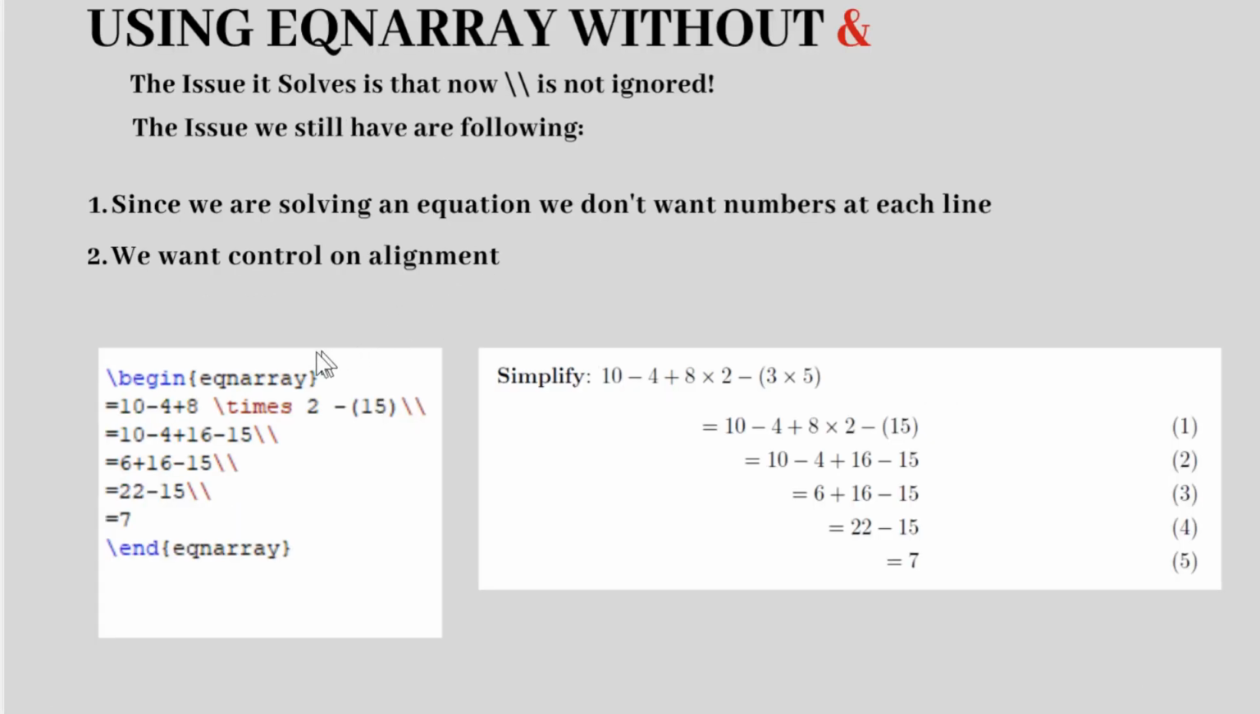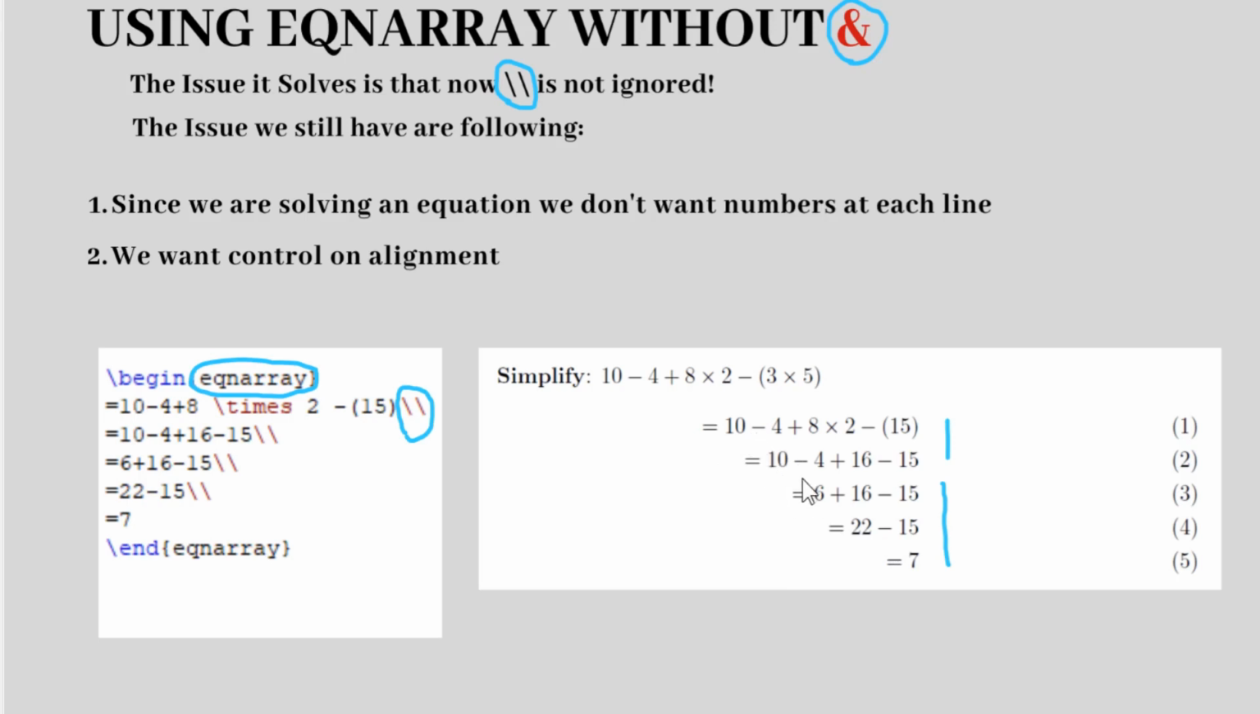So let's get introduced to the second environment, eqnarray. This ampersand is called the alignment operator. Now this solves one of our problems, because in the previous equation environment, that environment was ignoring this double backslash and it was not going to the next line. But in the eqnarray environment, whenever I put a double backslash, it goes to the next line, and in the output it also goes to the next line and then the next line and so on. So now I can show the simplification of this problem at each step by showing it on the next line.